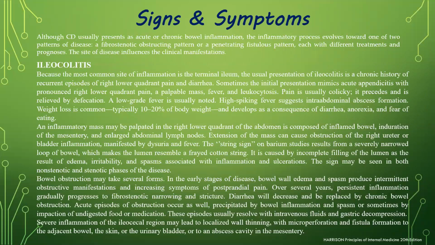Severe inflammation of the ileocecal region may lead to localized wall thinning with microperforation and fistula formation to the adjacent bowel, the skin, or the urinary bladder, or to an abscess cavity in the mesentery.